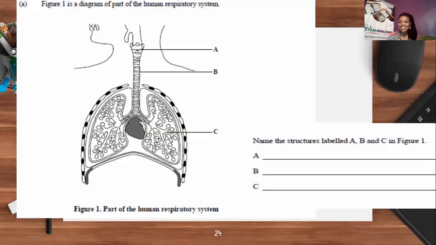All right, so let's look at some questions quickly. So figure 1 is a diagram of part of the human respiratory system, right? So name the structures labeled A, B, and C. So what is A? And by the way, hope you notice that this is the epiglottis right here. So what is A? So A is the larynx, B is the trachea, and C is the bronchiole.